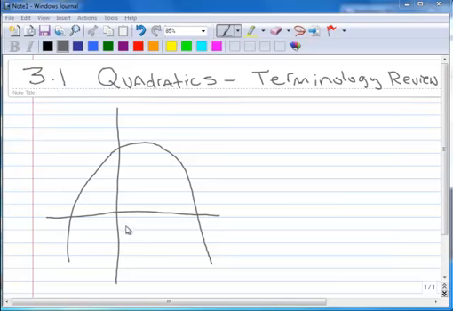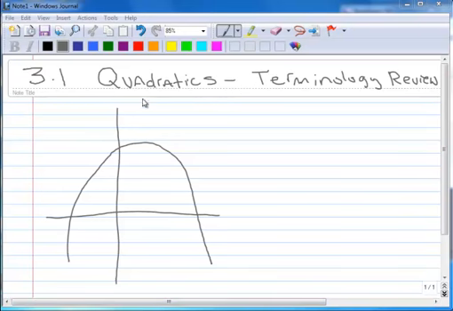Okay, this lesson is our start on quadratics, and we're just going to review some terminology. You should have printed out the Word document or the PDF document. They're the same thing, just in a different form. It just gives you a place to take your notes and put that in your notebook. So on your printout, you should have a quadratic that looks something like this, the parabola.